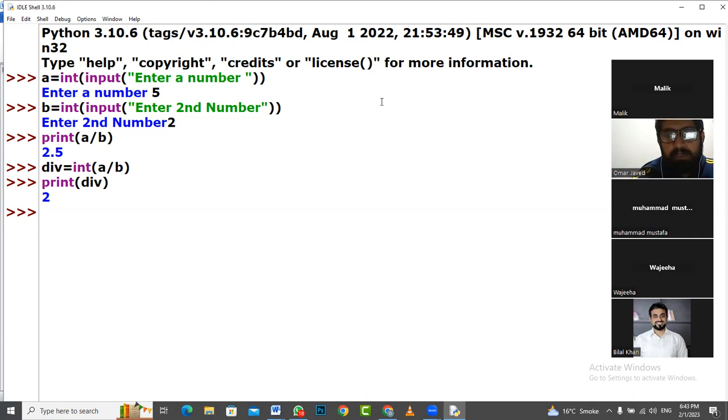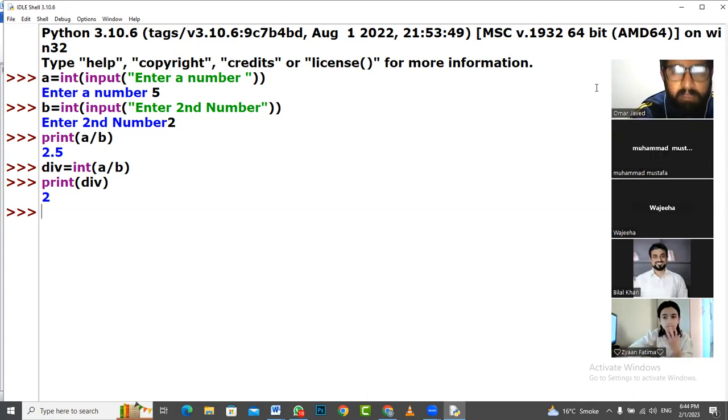Yes, Malik, you have raised your hand. You want to say something? The numbers are rounding, like it has rounded the number. The number is not actually going to be rounded. There is something else that is happening.